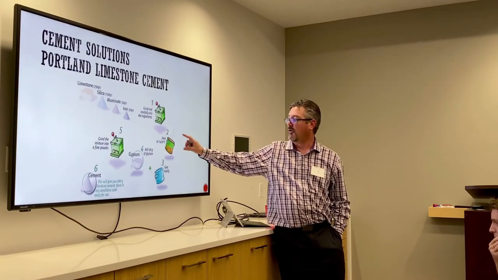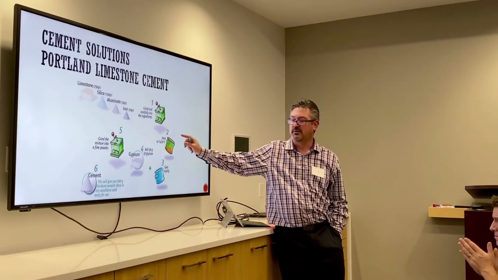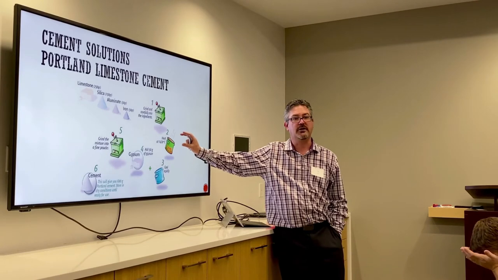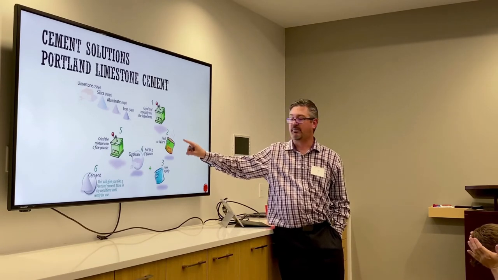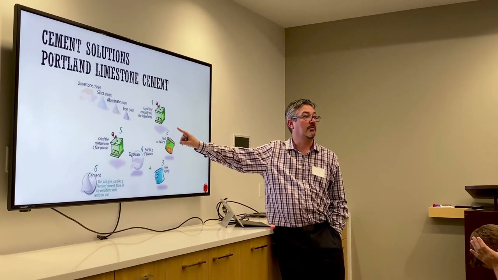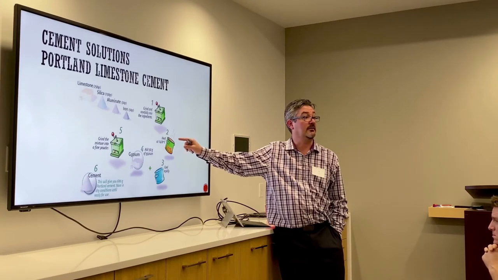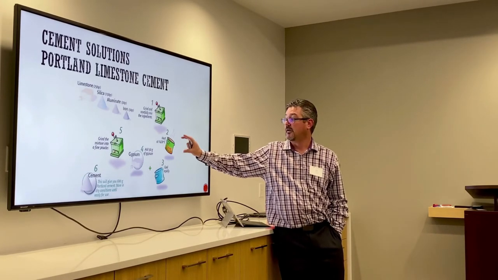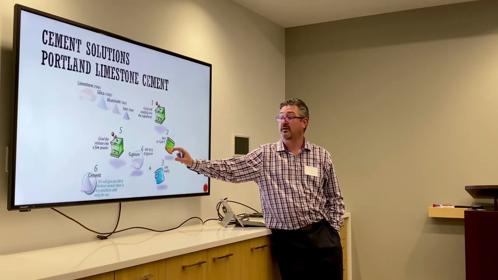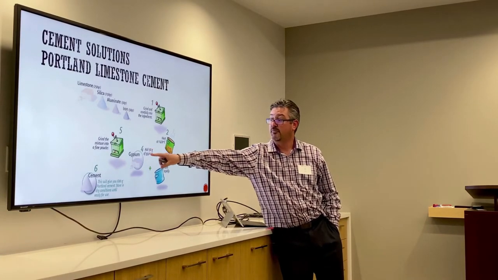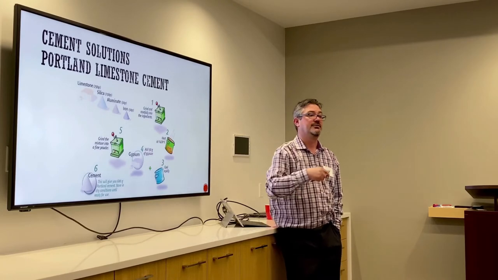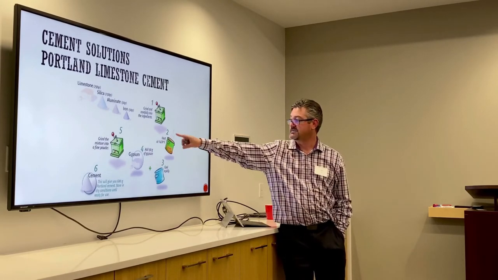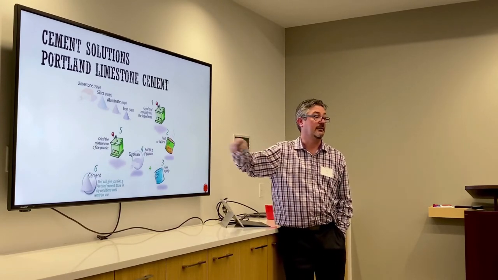So remember, the vast majority of the CO2 emissions are in the kiln part of the process, where we're heating the materials and driving off the CO2. So what we do with Portland limestone cement is add limestone at the grinding point to reduce the amount of clinker, which is this material that's in the cement itself.